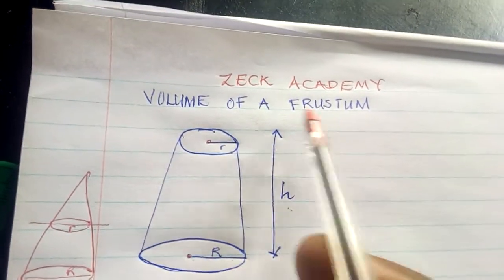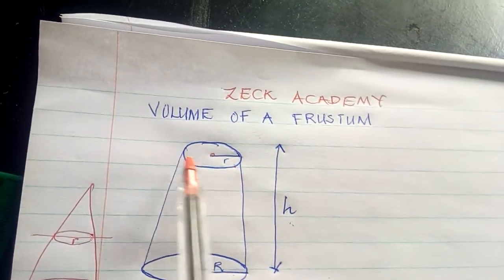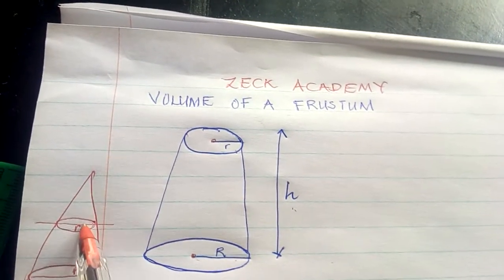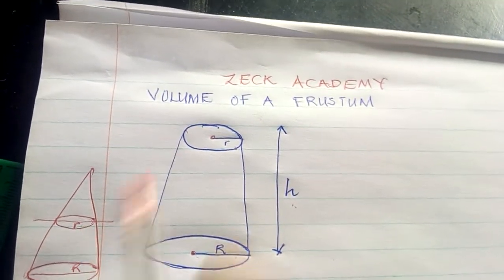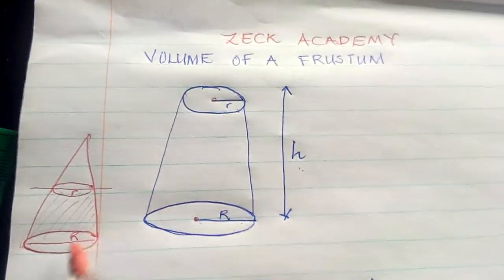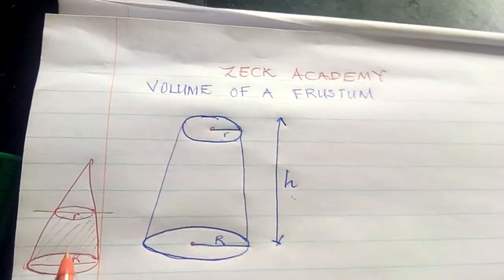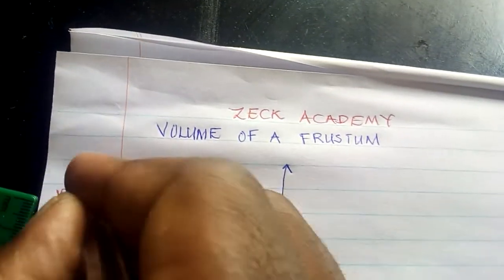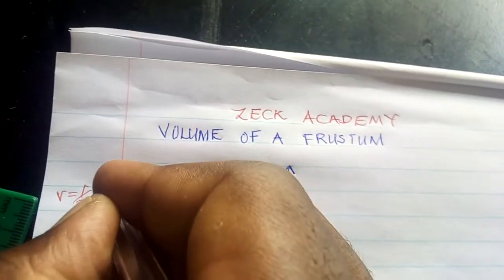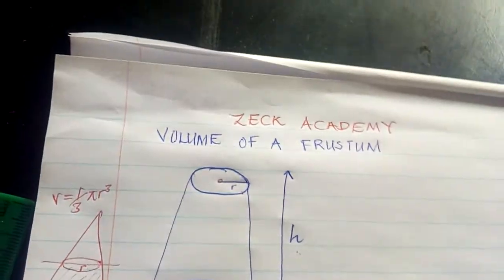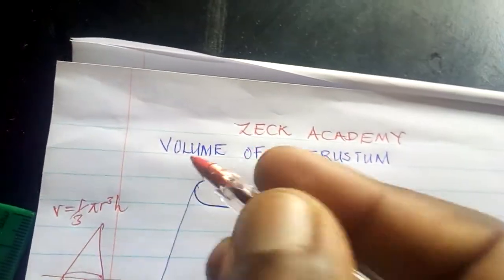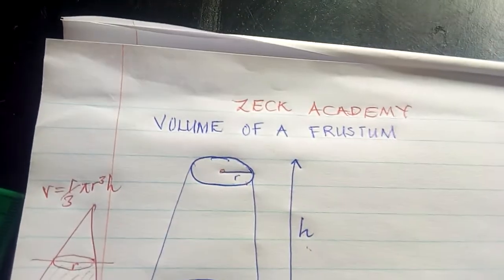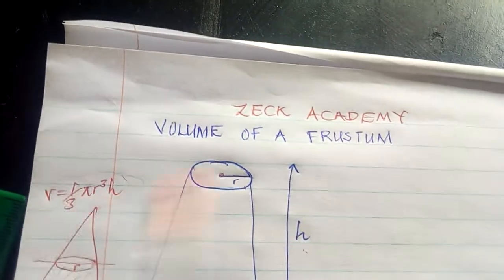So in short, a frustum is what remains when a cone is cut, with the top part still remaining a cone. The bottom part, this shaded part, is what we call a frustum. We all know how to calculate the volume of a cone. The volume of a cone is 1/3 π r squared h. This is the formula that we use to calculate the volume of a cone.